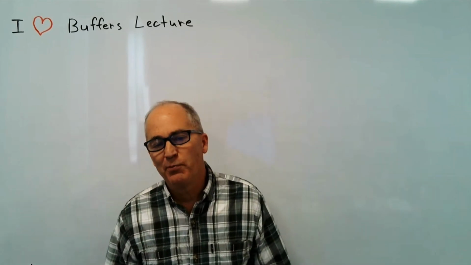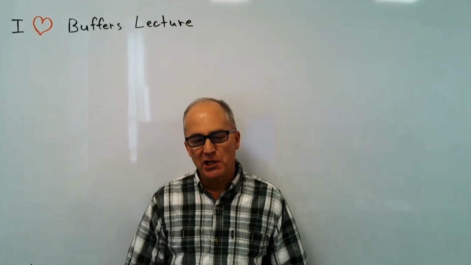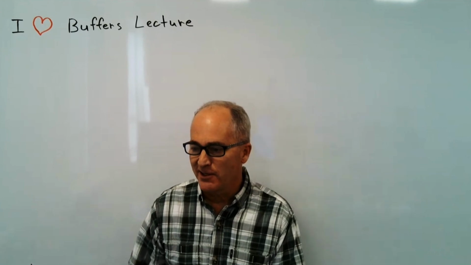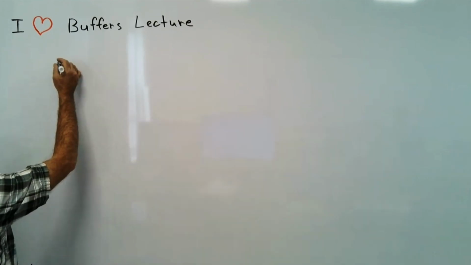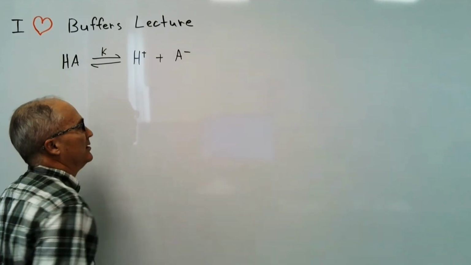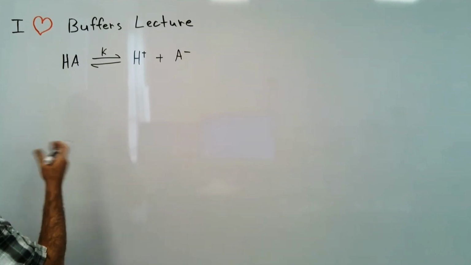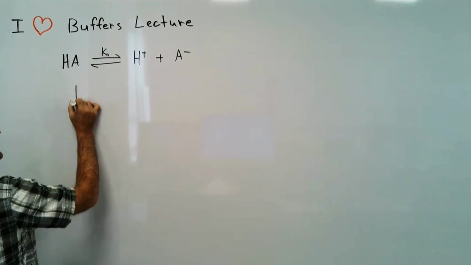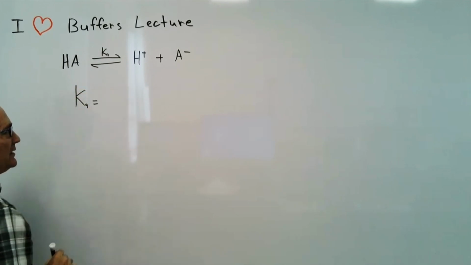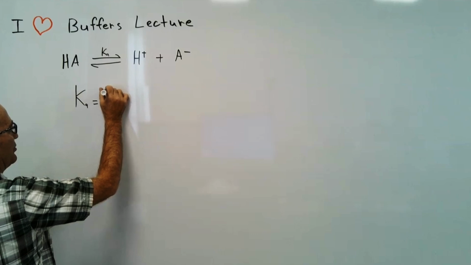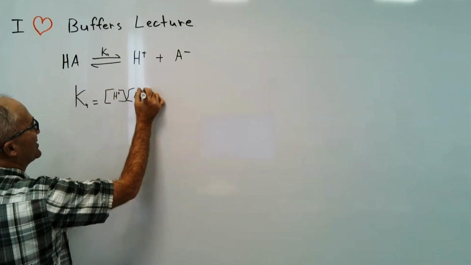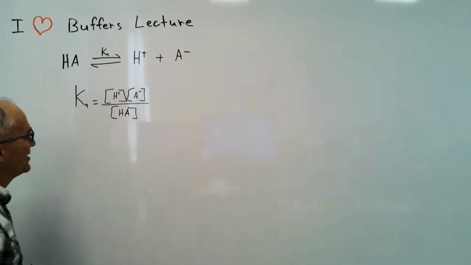We say buffers resist a change in pH. What does that mean? Well, let's find out here. First, let's think about a weak acid. And there it is, Ka for weak acid. I want to write the Ka expression. What's that going to be? It's going to be our products, hydrogen ion. These are all aqueous. We're just going to assume everybody knows that.